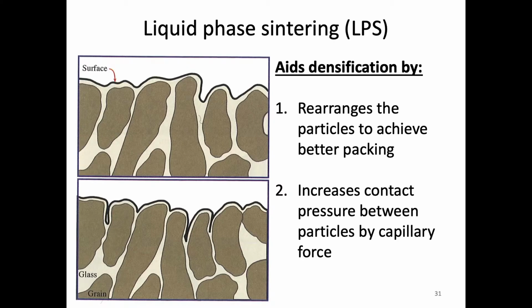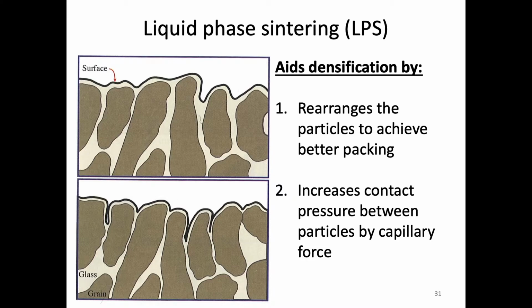So we have a liquid phase, and this aids densification by helping to rearrange the particles. We saw this in solid state sintering as a part of that initial stage of sintering, that rearrangement can occur. Well, the liquid phase actually helps that packing. So it helps rearrange the particles into a better packing. You can think of it as a lubricant between the particles, allowing them to rearrange into a more optimal configuration, which has better packing. So that's going to instantly help the shrinkage and help the densification.